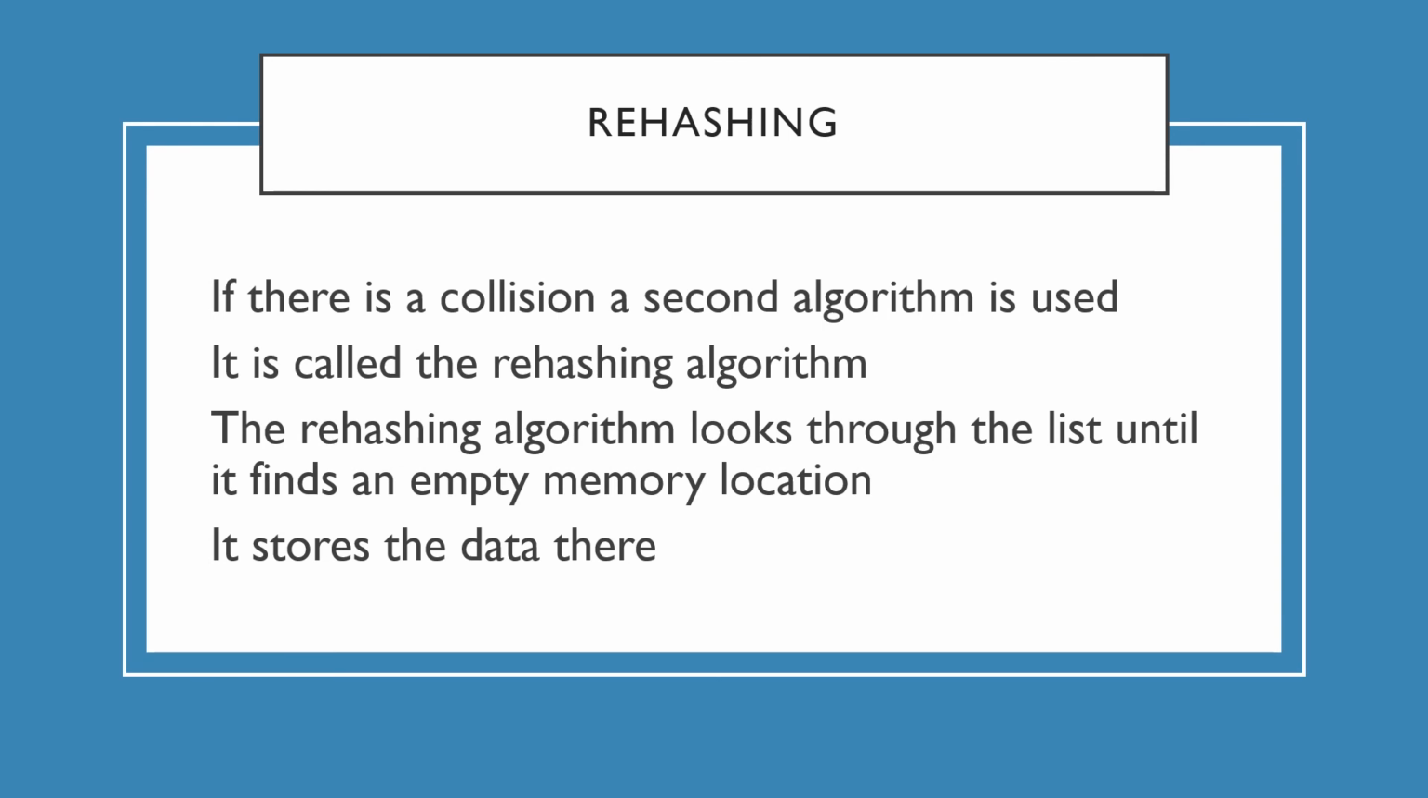The name for this is rehashing. So we carry out our ordinary hashing algorithm, but if we end up with a collision, we have to start a second algorithm called the rehashing algorithm. For example, a very simple rehashing algorithm would simply look through the list until it finds an empty memory location and store the data there. And that's the very simple version that we'll use in this demo program.